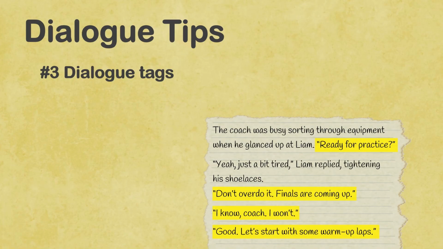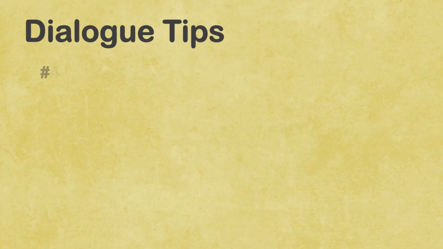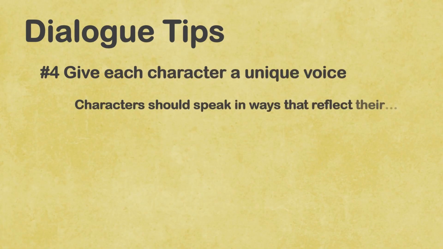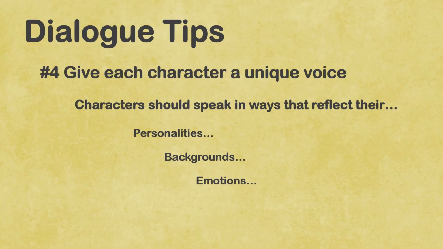By reducing the reliance on dialogue tags, the focus shifts to the characters themselves. This is where it becomes important to give each character a unique voice. Characters should speak in ways that reflect their personalities, backgrounds, and emotions. This makes a character's dialogue feel more authentic and distinct.